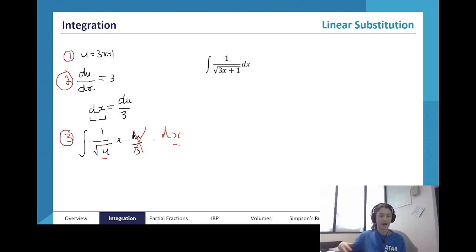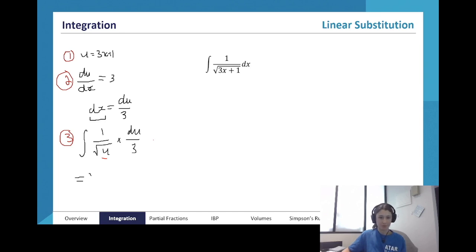We need to actually have this end part being in terms of the same variable that we're integrating with respect to. And we will get into a few more examples later in the lecture where this becomes a little bit more tricky and frustrating. But for now, what we can do is integrate.